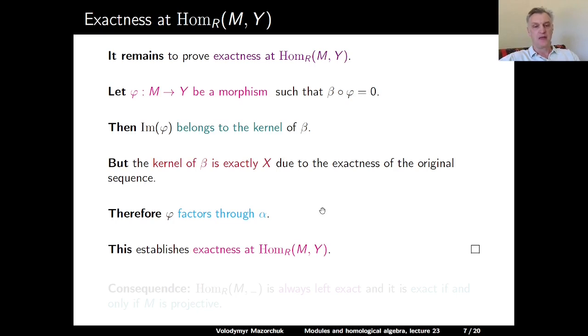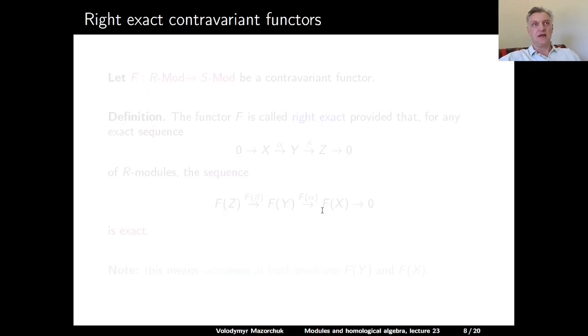So now, if we combine this with the description of when this hom functor is exact, then we have the following consequence. Homing from any R module M is always a left exact functor, and it is exact if and only if the module M is projective. Let us now discuss the one-sided exactness notions for contravariant functors.